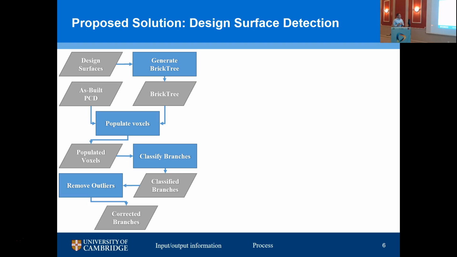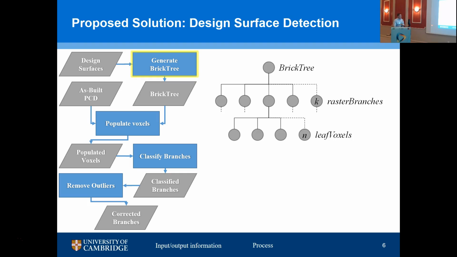So this is kind of our overall process view. Our inputs are the design surfaces for each of those layered surfaces, and then the as-built point cloud data. And this is already registered just using commercially available software in the common coordinate system with the design surfaces. And we did that, you'll see later, using ground control targets. But it really kind of hinges on the generation of this brick tree. This is our data structure that we developed.